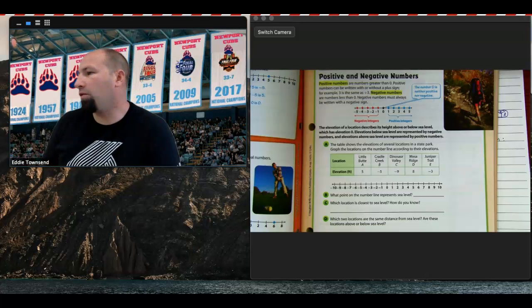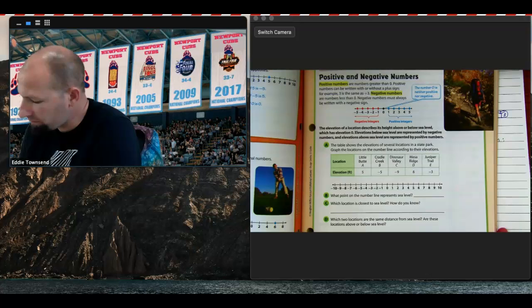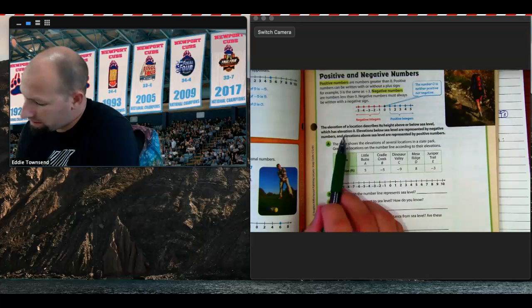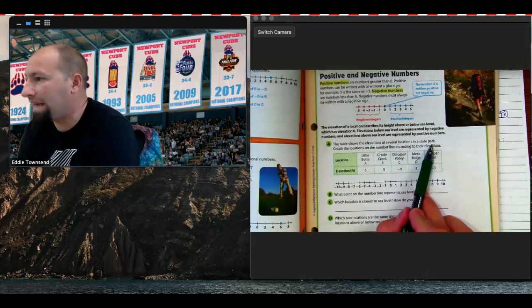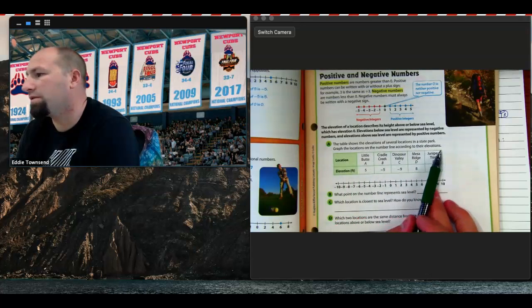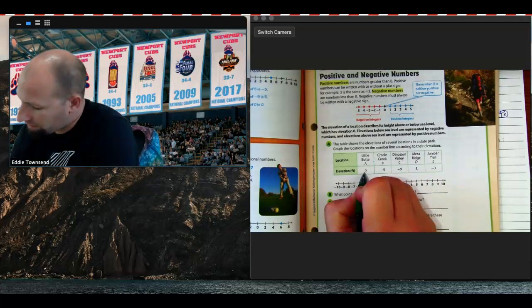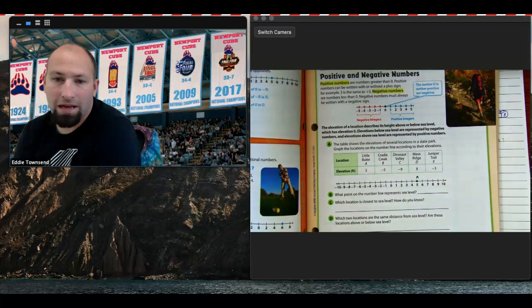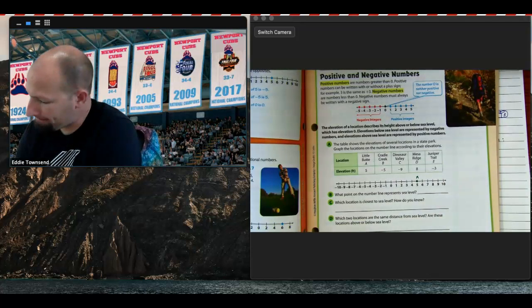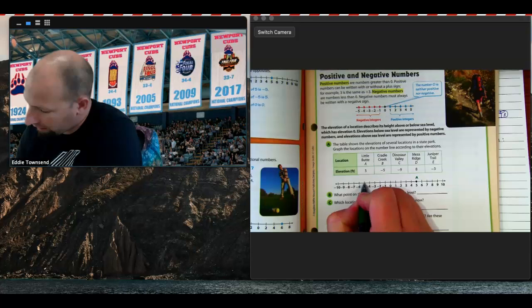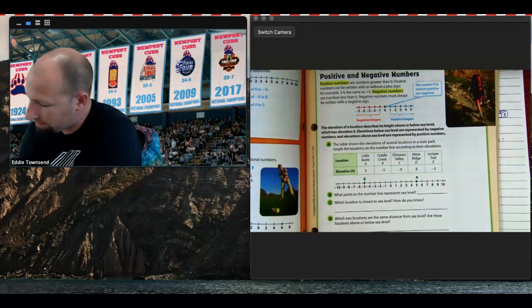Good. Okay, so we're just going to go over a couple of these. We're going to do this first one, this explore activity. It says the table shows the elevations of several locations in a state park. Graph the locations on the number line according to their elevations. Here's 0, and we start. Little Butte A would be 5. So we go to 5, and that is A. Okay, B would be -5, so it's the opposite. We go the other way, -5 would be B.